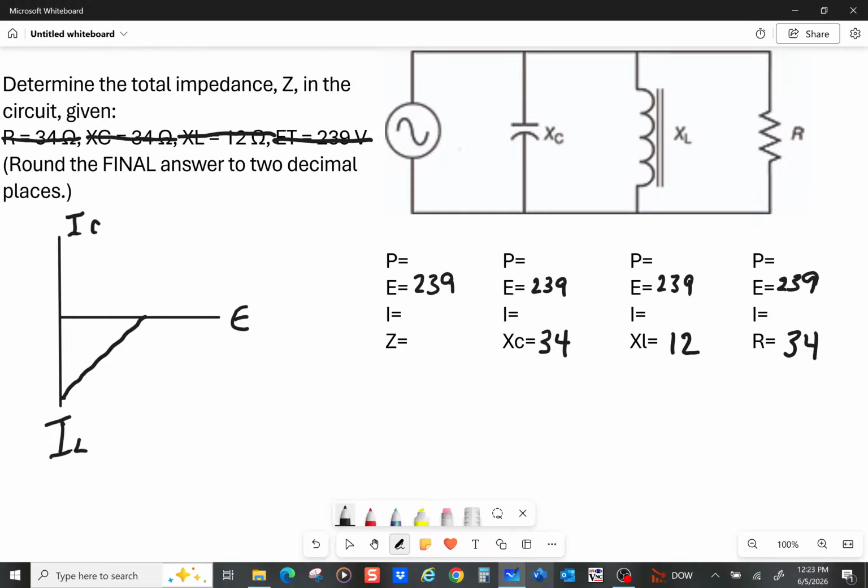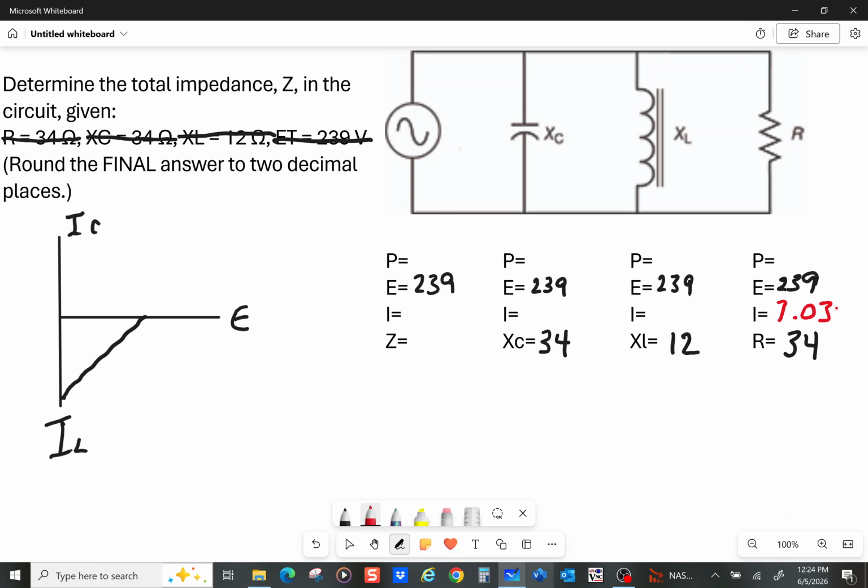All right, so now getting to the math part of this, the good part. Honestly, we can answer this question right this very second with a two-step math problem, but we're going to do it the same way I've been doing my other videos for parallel. We're going to solve for current, then solve for total current, and then solve for impedance with voltage divided by current. We're going to start on the right-hand side again, and I'm going to take my voltage, 239 volts, and divide it by 34 ohms at my resistor, and that gives me 7.03 amps.